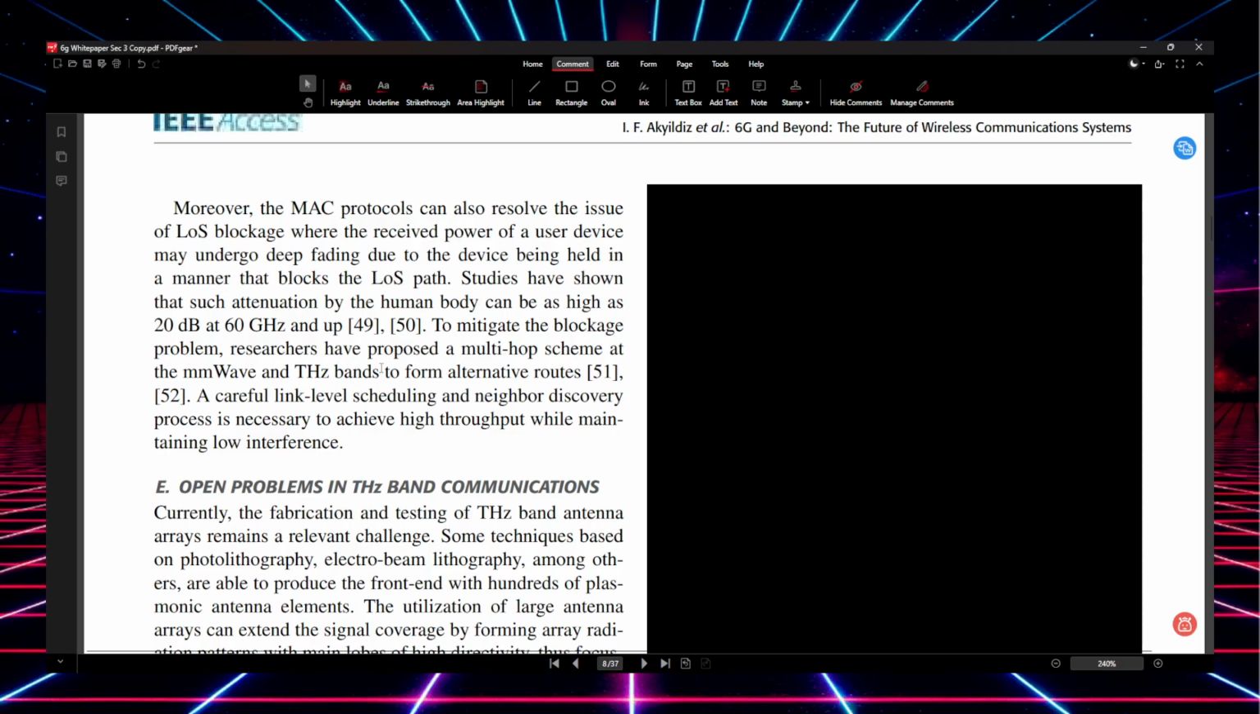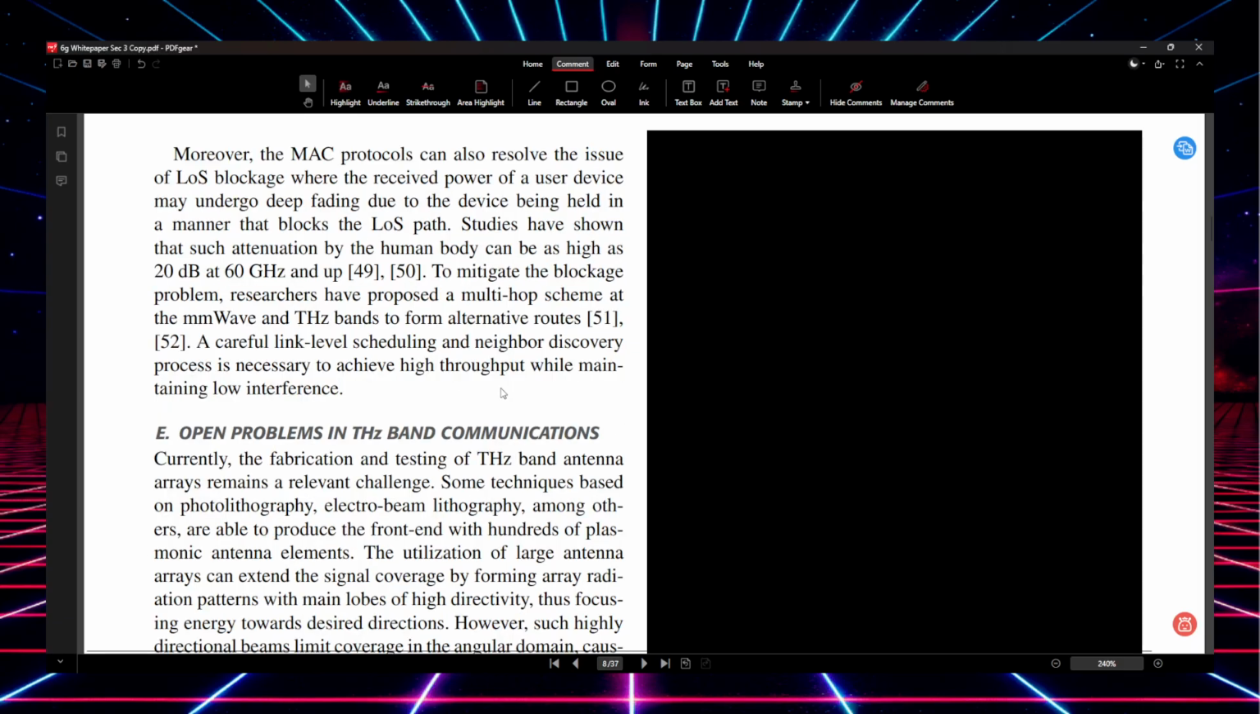Studies have shown that such attenuation by the human body can be as high as 20 dB at 60 gigahertz and up. To mitigate the blockage problem, researchers have proposed a multi-hop scheme at the millimeter wave and terahertz bands to form alternate routes. A careful link level scheduling and neighbor discovery process is necessary to achieve high throughput while maintaining low interference.